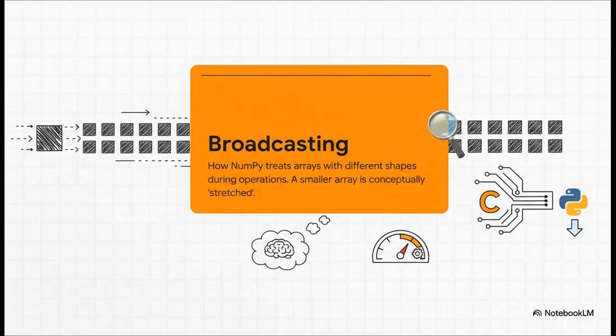This idea of stretching is the key to getting broadcasting. But the key word here is conceptually. NumPy is way too smart to waste memory by actually creating a giant new array. Instead, it just reuses the smaller array's data over and over again during the calculation, which makes the whole thing incredibly efficient. It's a powerful way to let optimized C code do the looping for you instead of slow Python code.